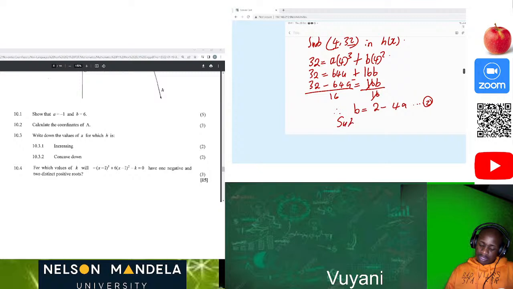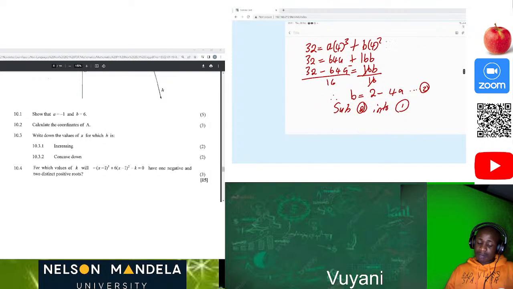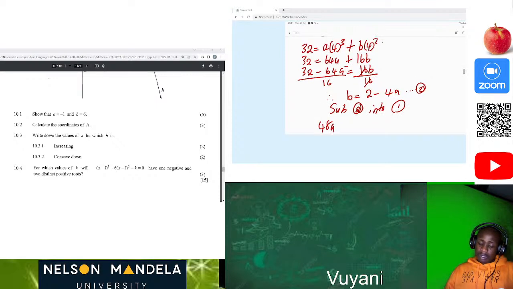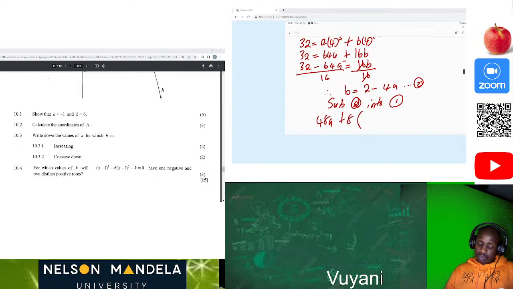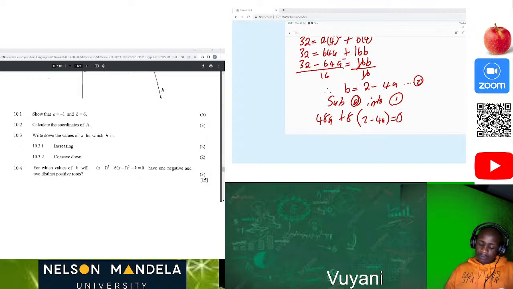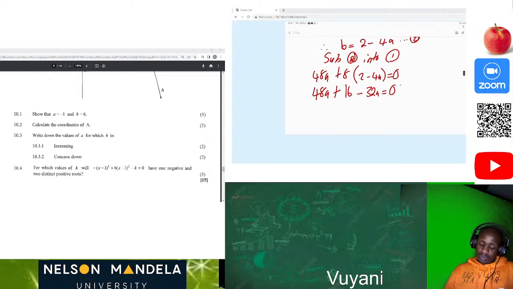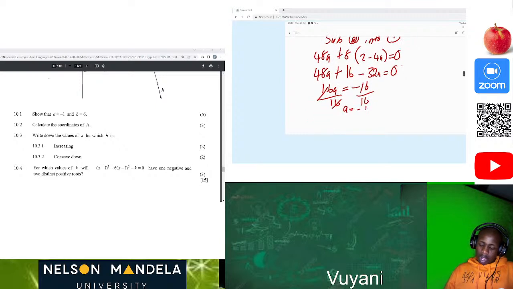So now we can substitute equation number 2 into equation number 1. Where we see b, now we'll put 2 minus 4a. So here we go, 48a plus 8 times 2 minus 4a equal to 0. So now we have 48a plus 16 minus 32a equal to 0. Then 48 minus 32 gives us 16a equal to negative 16, divided by 16 on both sides. Then our a will be equal to negative 1.